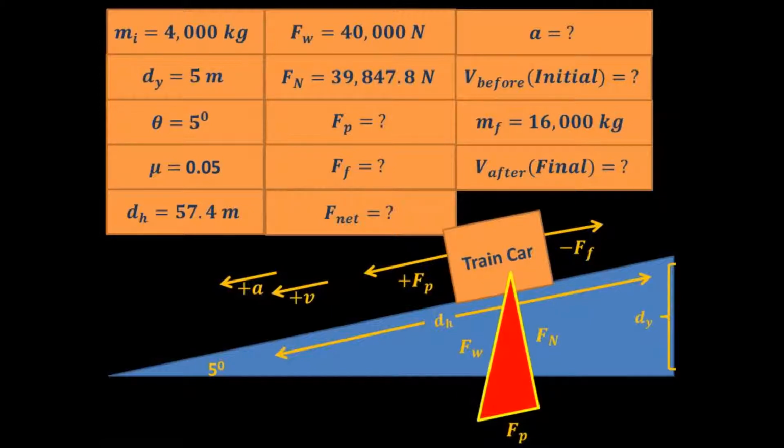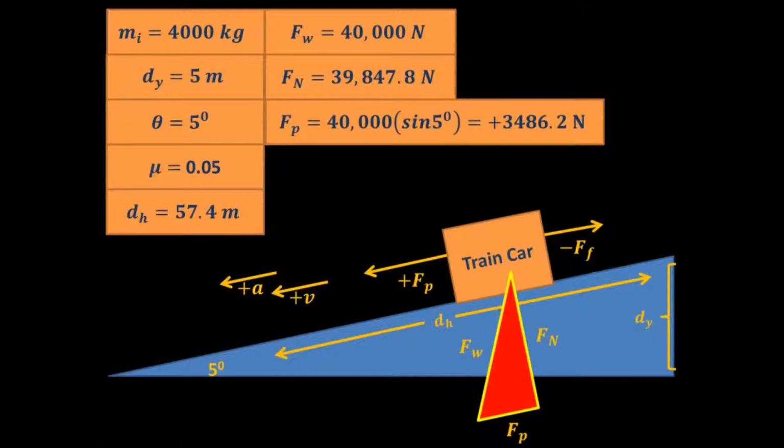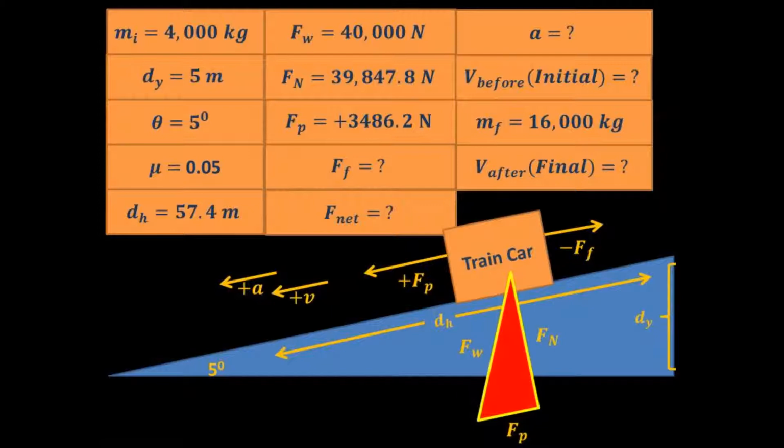The next value to calculate is Fp. Remember, with Fp and Ff, remember to consider the free body diagram as to what will be the sign or direction of each Fp and Ff. Fp equals 40,000 newtons sine 5 degrees, which equals a positive 3,486.2 newtons, because it is in the direction of the motion. Here we see that is written in the table.